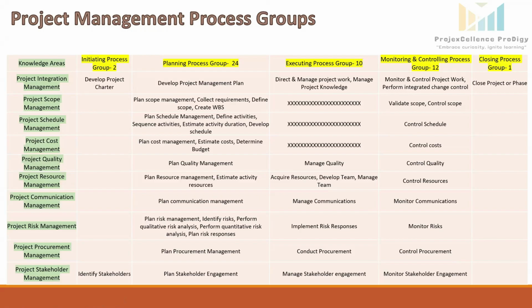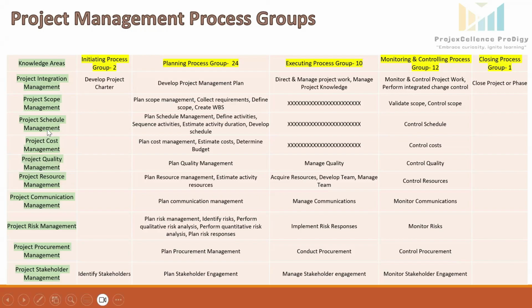The control scope process involves monitoring the project's scope to ensure it stays within the planned boundaries. This means there shouldn't be any scope creep. If there is any change, the scope must be updated and recorded in the project documents.